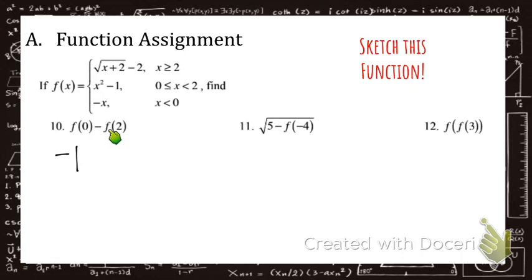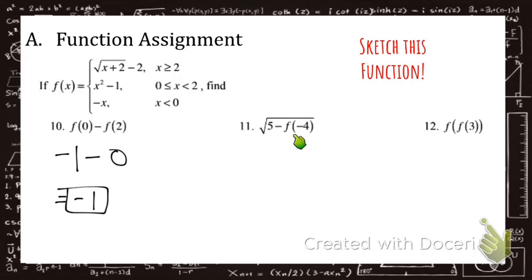And then if I evaluate f of 2, I'm plugging it into this top part of it because it says that x is greater than or equal to 2. So if I plug in 2 here, I get 2 plus 2, which is 4, the square root of 4, which is 2, and then 2 minus 2, which is 0. So negative 1 minus 0, which is negative 1.